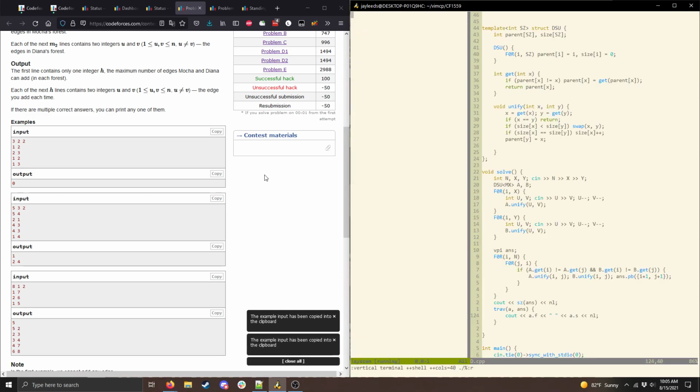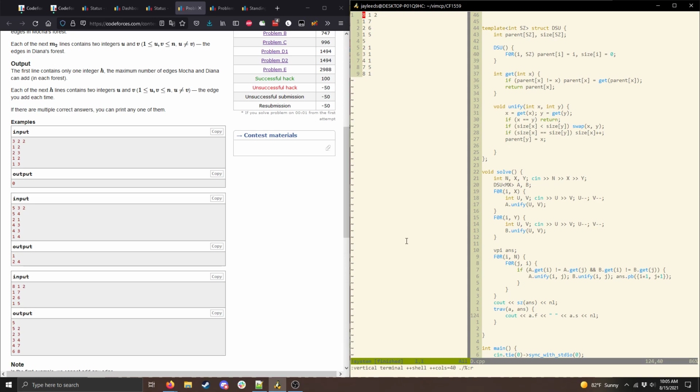Okay, I drew that on my paper. That's a valid answer. Okay, so let me make sure this works. So 1, 2, 2, 3, 4, 5, 7, 8. Yeah, I think this is okay.